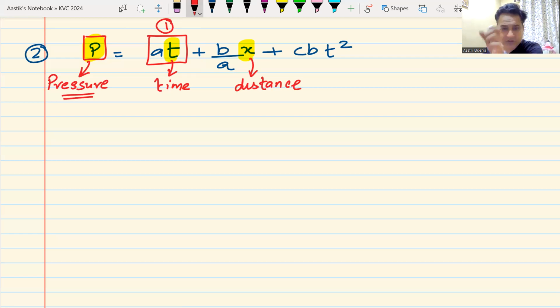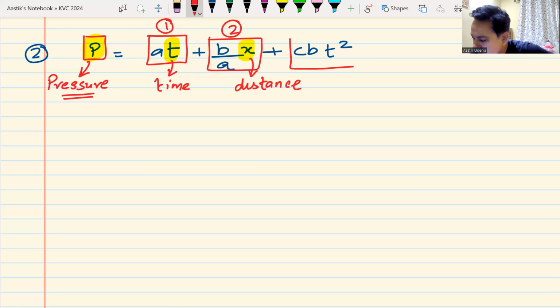There are three separate quantities here. Block number 1, block number 2, and block number 3. Remember, we are not talking about the values of these quantities. We're only talking about the units and dimensions of these physical quantities. What will be the unit? Forget about the unit. What will be the dimension of block number 1? It will be same as what?